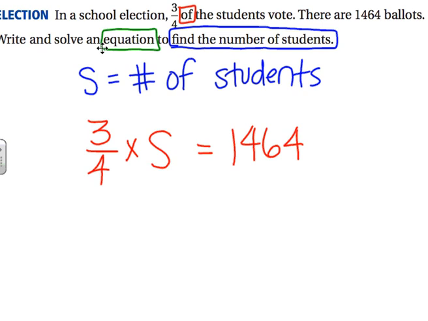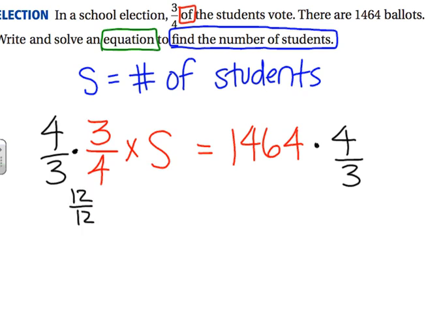Now it's a little bit similar to the last one. We're going to solve it using our reciprocal. The reciprocal of 3/4 is 4/3. So on both sides, multiply by 4/3, multiply by 4/3. Okay, 4/3 times 3/4 is 12/12, which is just 1. So I'm going to get 1 times s, or just s. On the other side, I'm going to multiply this out.